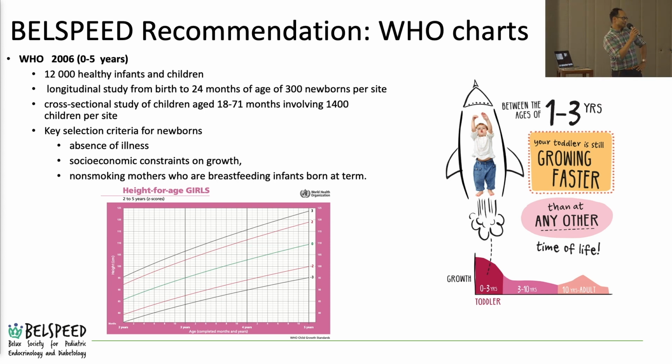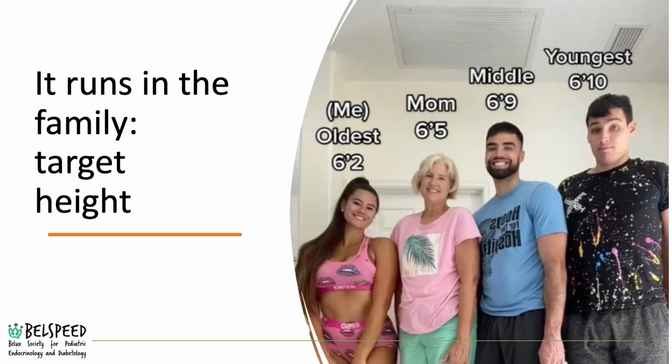So for the rest of Belgium, we recommend to use a WHO chart from the age of 5 to 19, the 2007, and from the age 0 to 5, 2006. So that's one selection criterion.